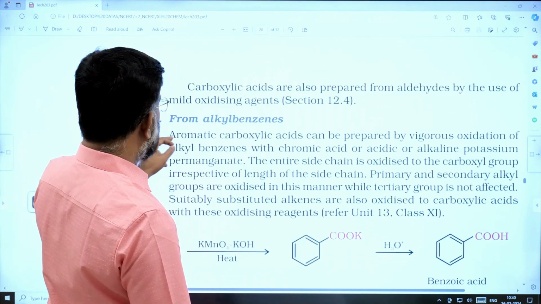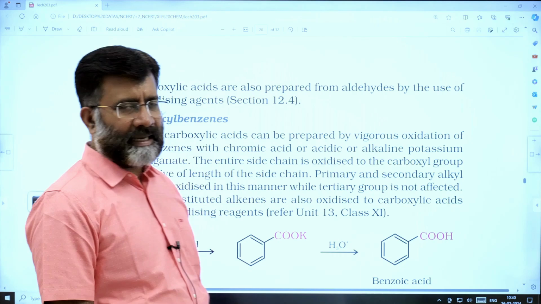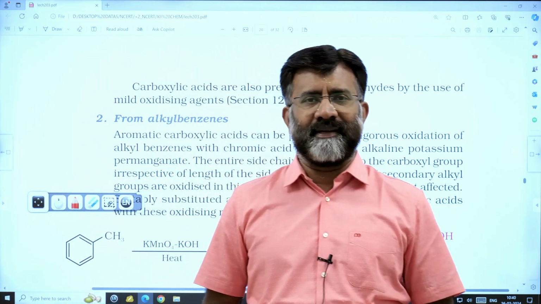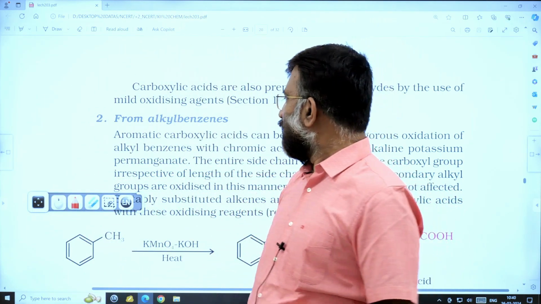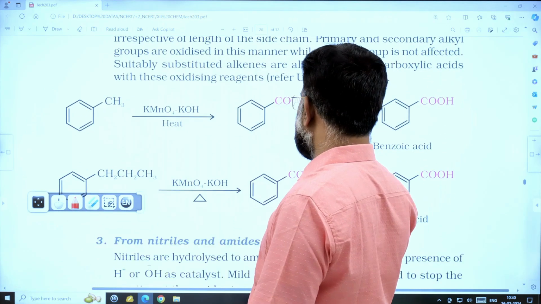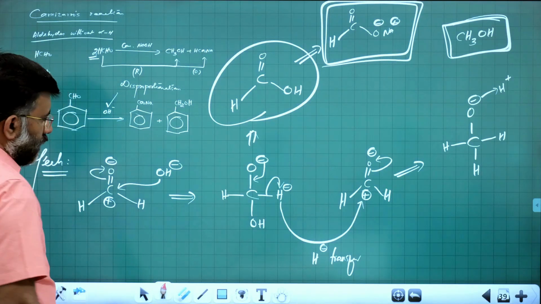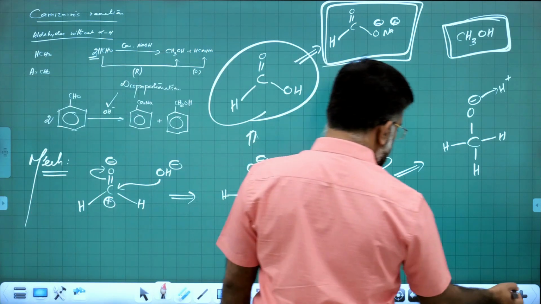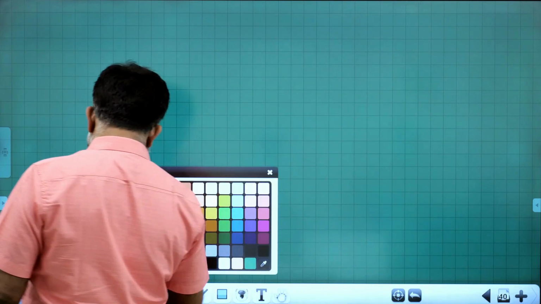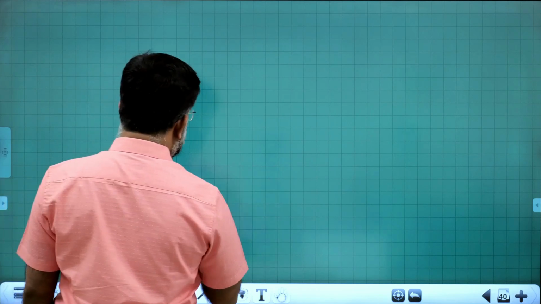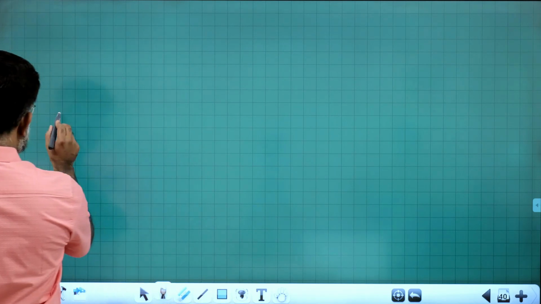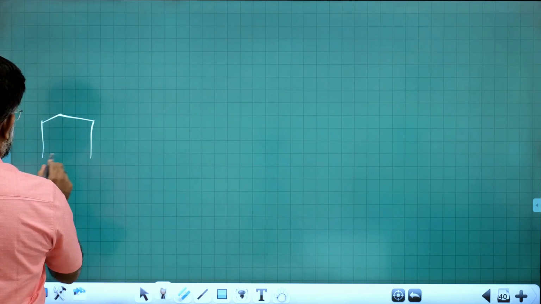So that's a simple thing which multiple times we have discussed in the class. While a secondary alcohol cannot be oxidized easily, all of you know. Now from alkyl benzene, that is an important point, oxidation of the side chain of benzene. Side chain oxidation of benzene can give benzoic acid. Suppose you are taking toluene.